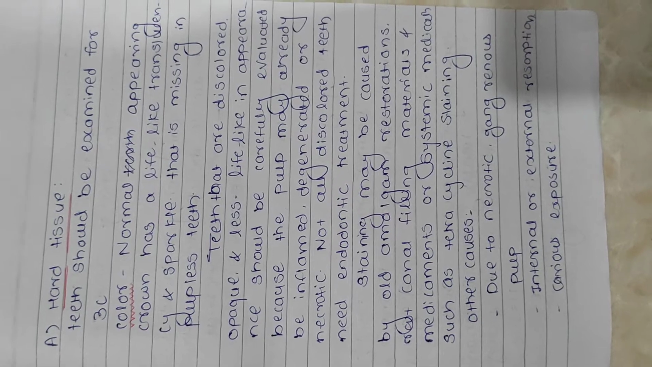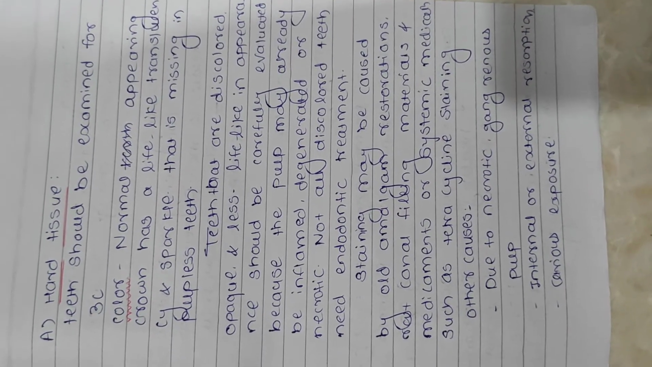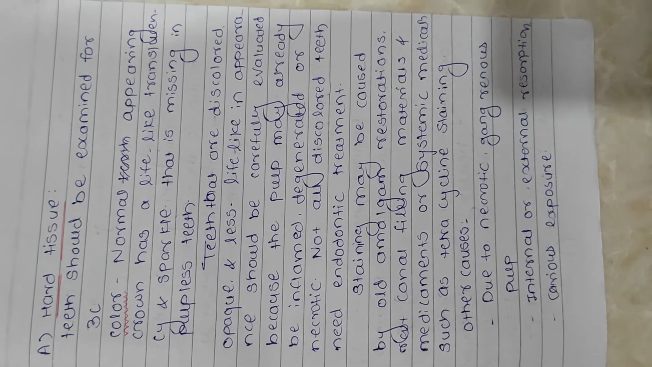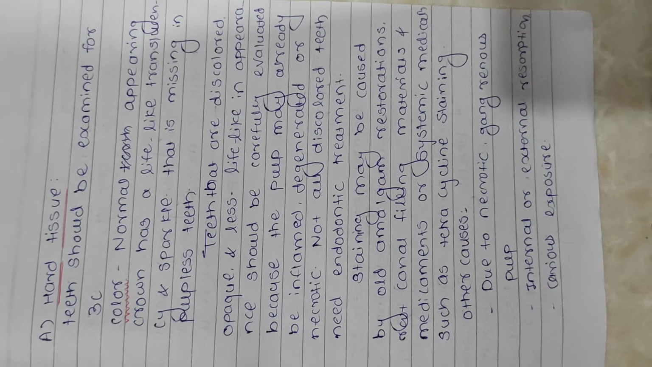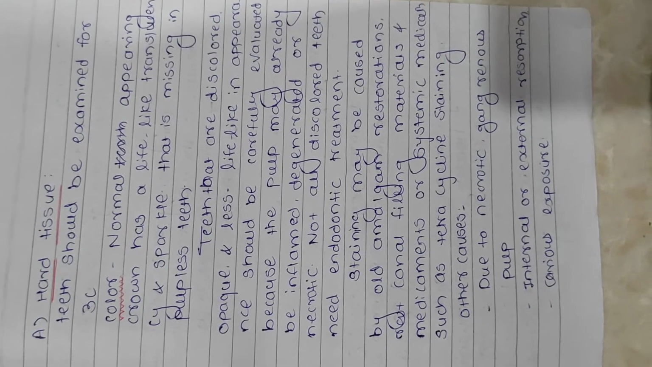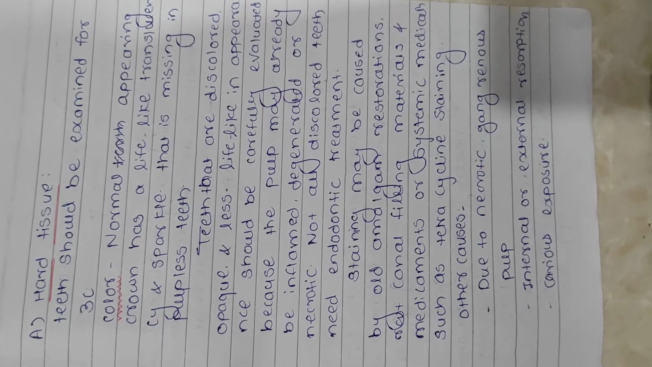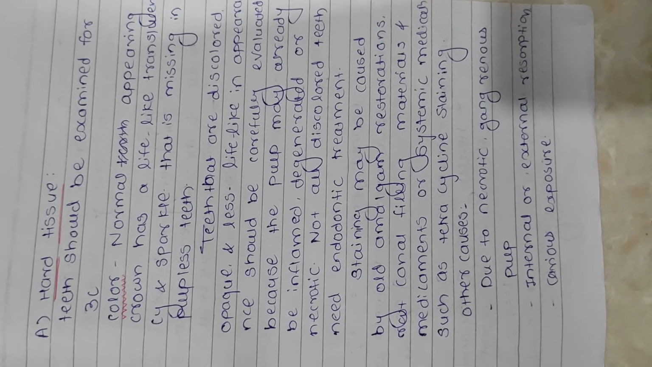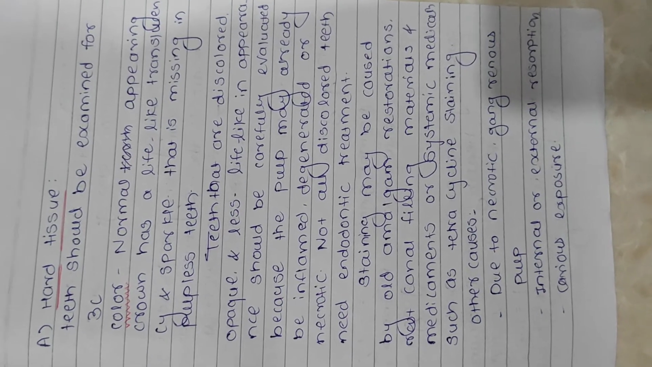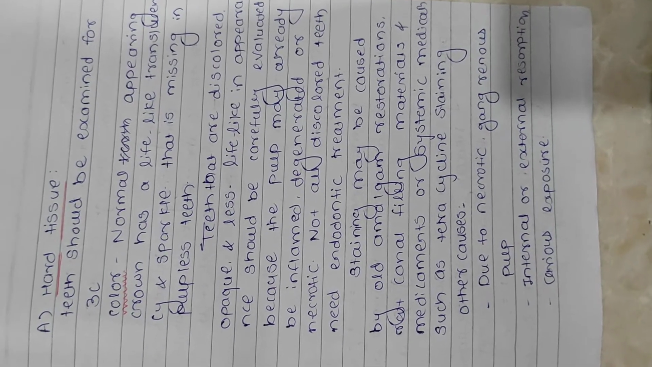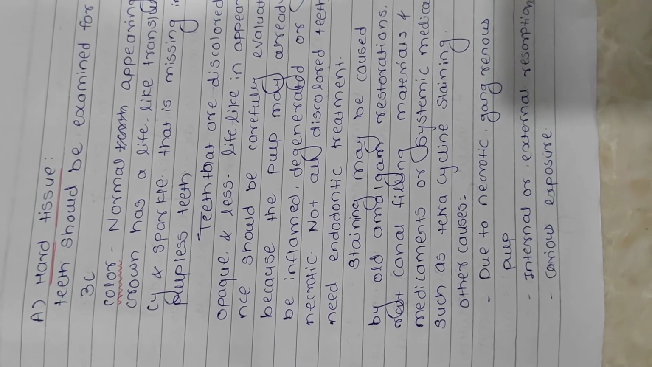But not all discolored teeth need endodontic treatment. The reason for discoloration should always be examined. Why? Because staining may be caused by old amalgam restoration, root canal filling materials, medicament or systemic medication such as tetracycline staining. Long use of tetracycline also causes tooth discoloration. What are the other causes? Due to necrotic and gangrenous pulp, internal or external resorption, and carious exposure.